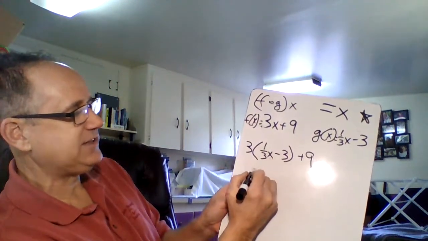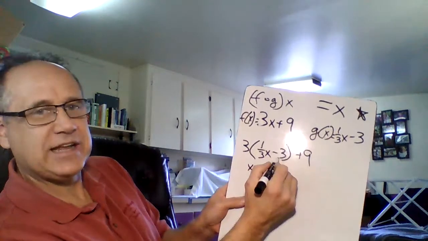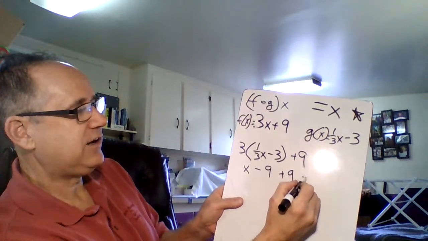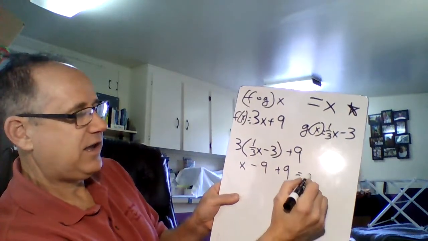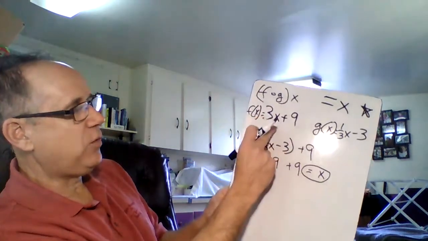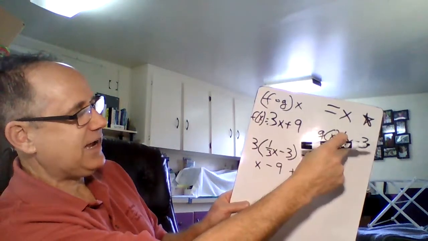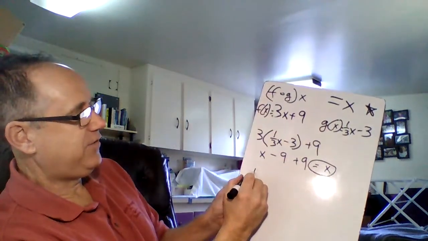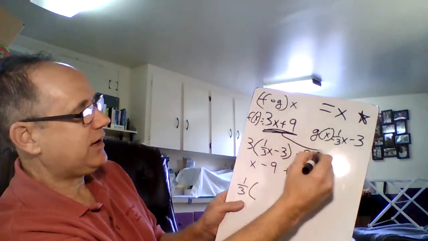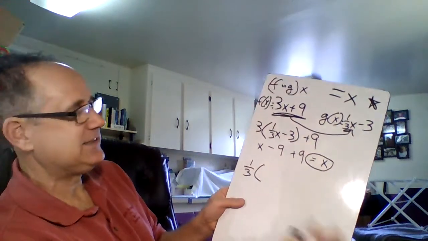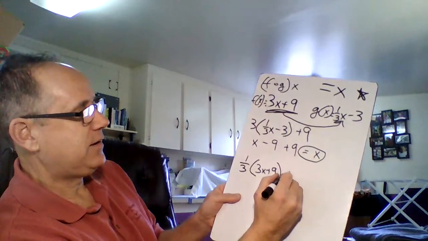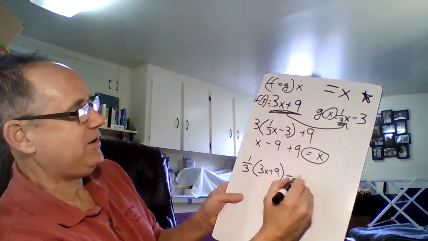I replace it, and then I'm going to solve for this. 3 times 1/3 x is x. 3 times negative 3 is negative 9. Plus 9 equals x. When we go the other way, we're going to plug in 3x plus 9 for x here. So we have 1/3 times 3x plus 9, minus 3.